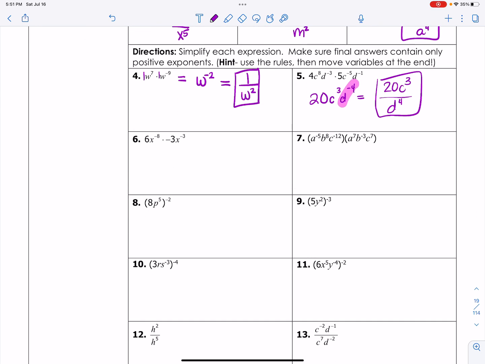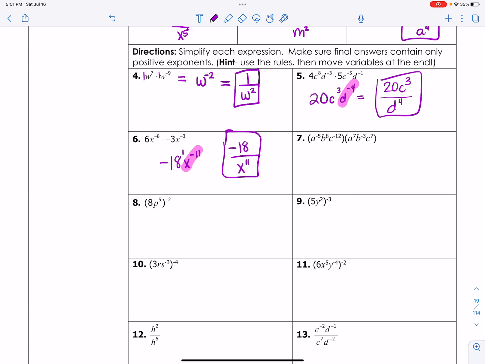Okay, so if I look at question 6, I multiply, that's a negative 18, x to the negative 11. When you multiply, you add exponents. X to the negative 11 has a negative. This 18 has an exponent of 1, so it stays where it's at, and x to the 11th moves to the denominator. Okay.